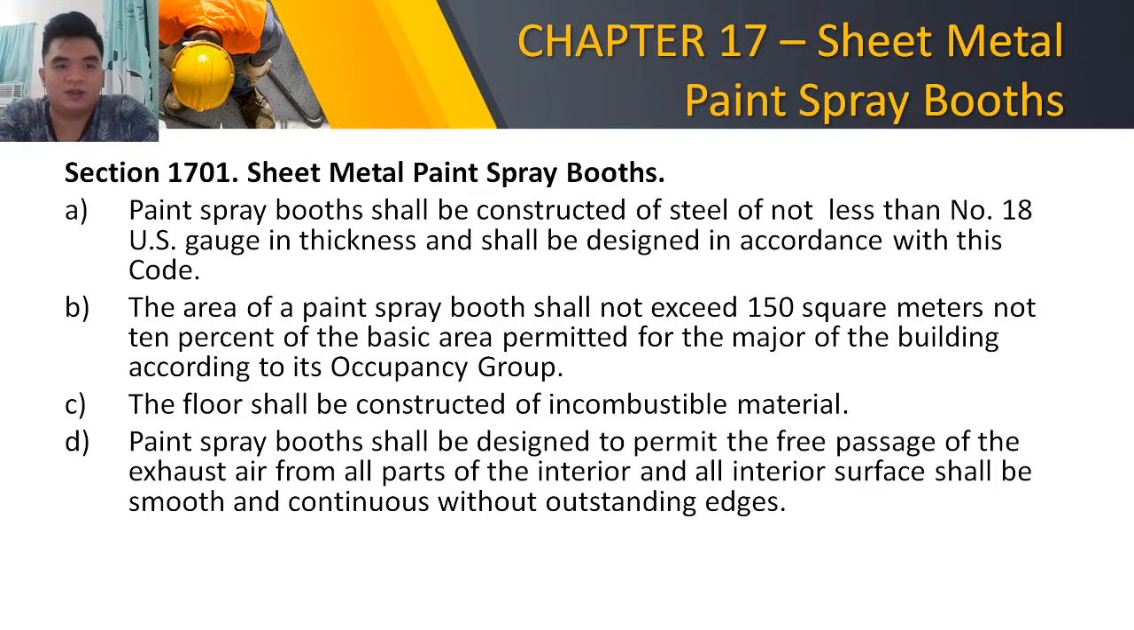Section 1701, sheet metal paint spray booths. Paint spray booths shall be constructed of steel of not less than number 18 US gauge in thickness and shall be designed in accordance with this code.